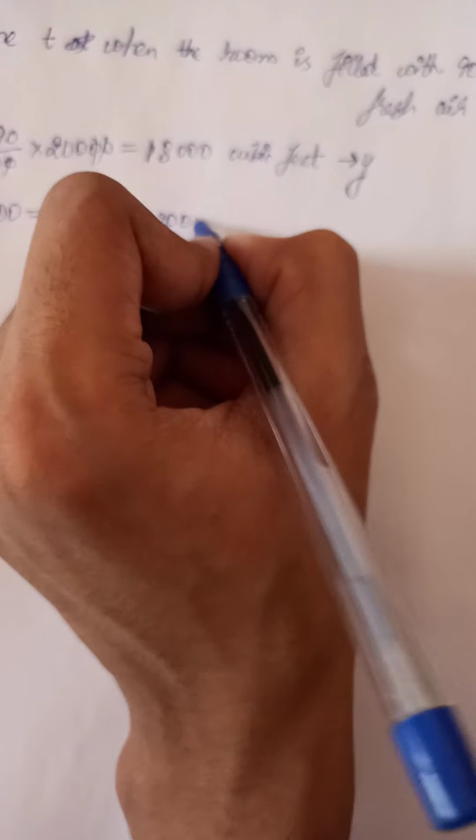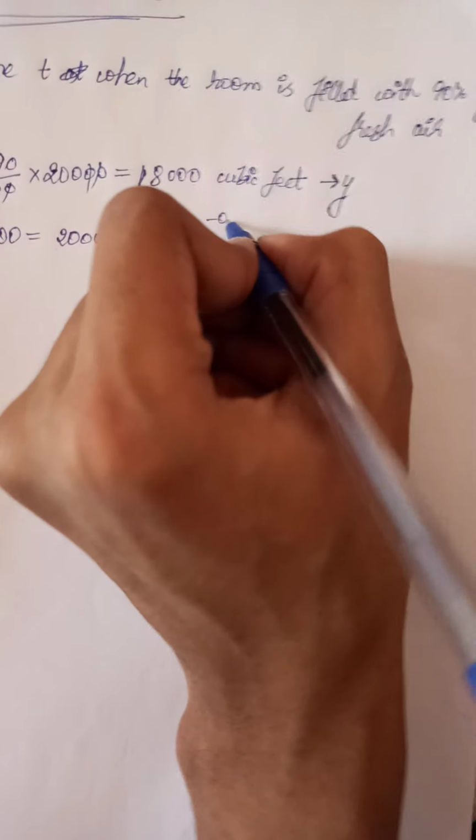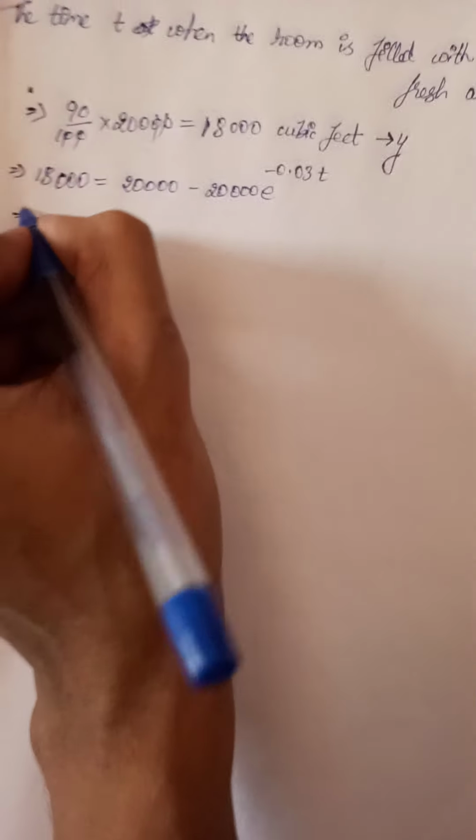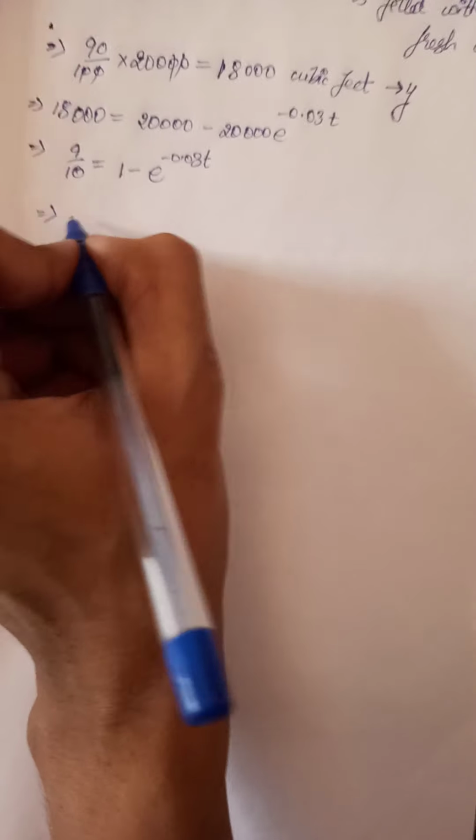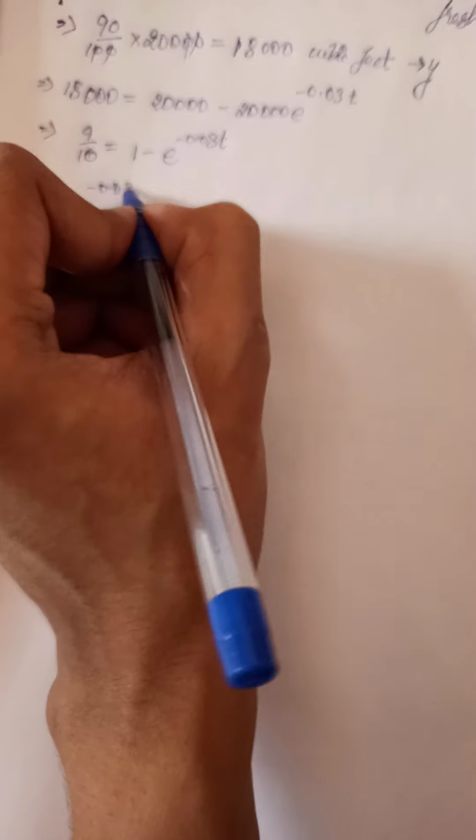So 18,000 equals 20,000 minus 20,000 into e power minus 0.03t. On simplification, 9 by 10, and then 1 minus e power minus 0.03t, which implies e power minus 0.03t equals 1 by 10.